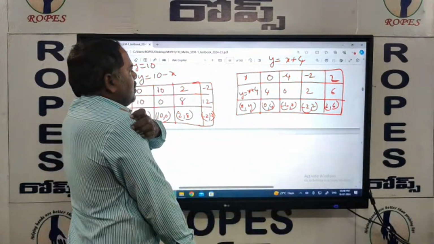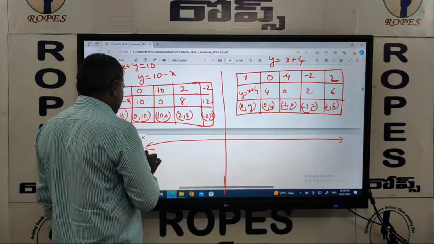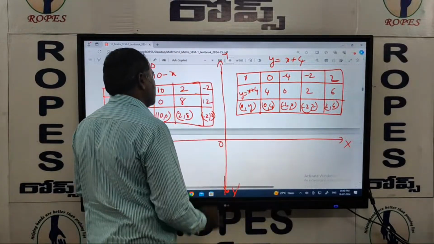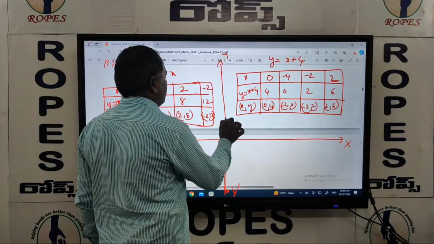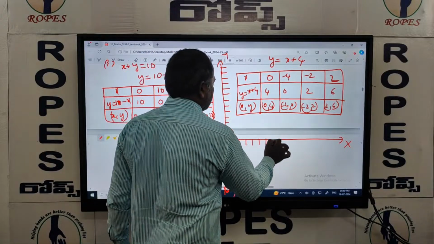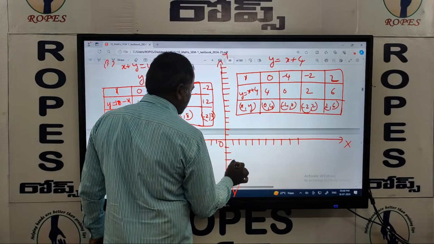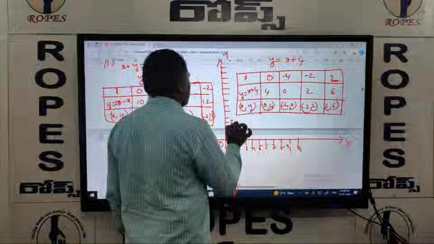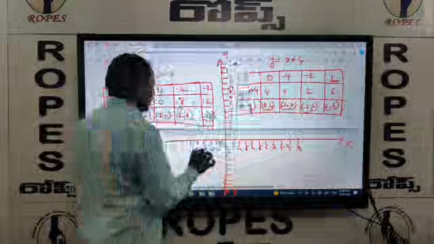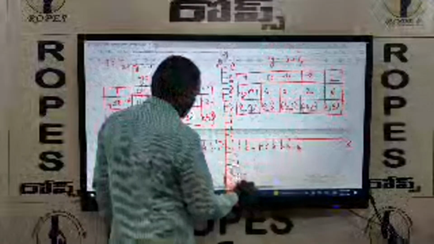Now if we draw the graph for these tables, it will come like this: X dash, X and Y dash, Y. This is the origin, and the maximum is 12. So we mark 1, 2, 3 up to 10 and beyond on the positive axes, and minus 1, minus 2, minus 3 and so on on the negative axes.